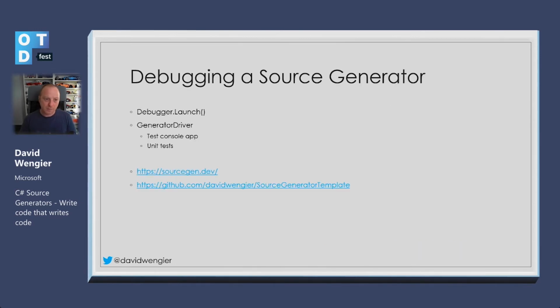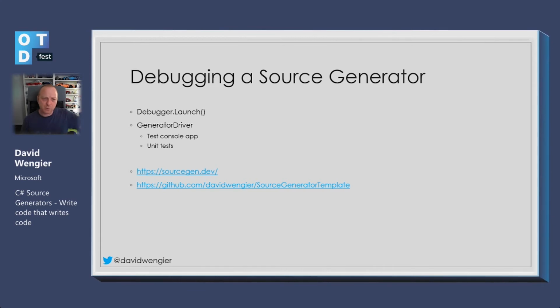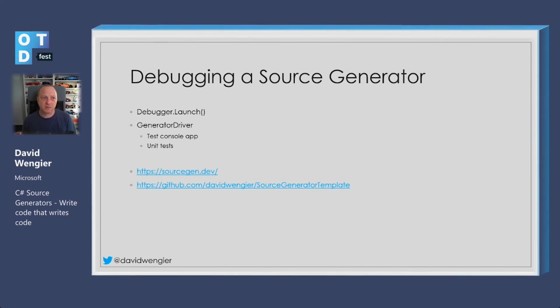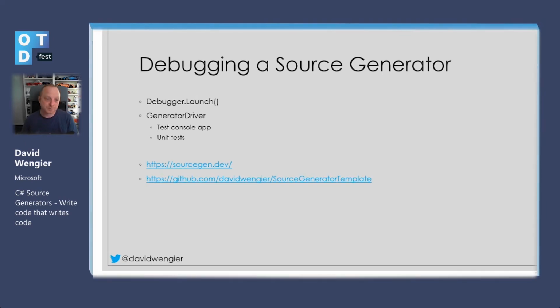And then finally, the trickiest part is how do you actually write and debug them? Debugging is tricky. It's easy to put a Debugger.Launch statement in the middle of your source generator, and that'll give you a window popping up asking what instance of Visual Studio you want to use. There is a thing called the generator driver, which can be used from unit tests or from test console apps to drive this infrastructure, and that's what I recommend. I usually use a console app, run the generator, output the code, and have a look to see if it's right. Once I've got it to a certain point, maybe I'll start writing some tests.